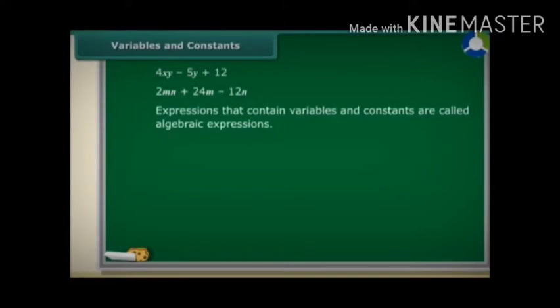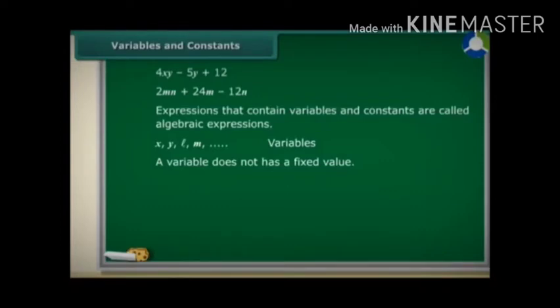Students, here I have given two expressions. Expressions that contain variables and constants are called algebraic expressions. In the above two expressions, all the alphabets, that is x, y, m, n, are called variables. A variable does not have a fixed value. Whenever we need, we can change the values of the variables.